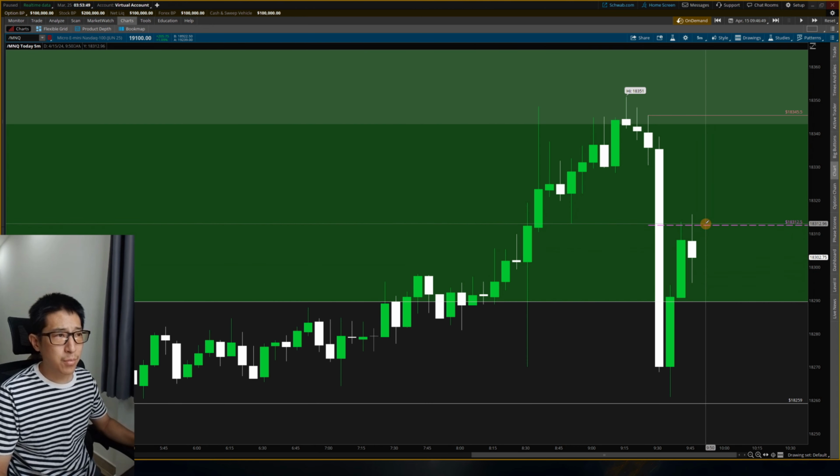So if we do pop up, I'm just going to take one contract right now, just as a feeler, and I'll add to it later if we get a confirmation fair value gap. And then I'll have my risk here at the top of this fair value gap. I like how the bodies stay under 50%.